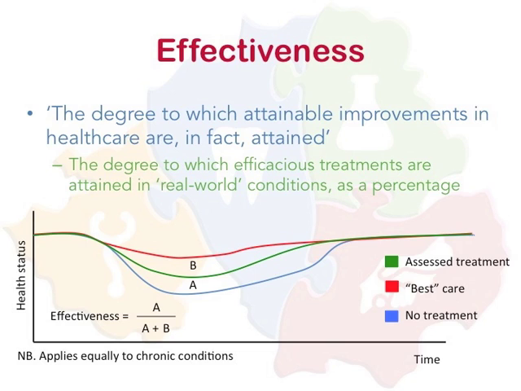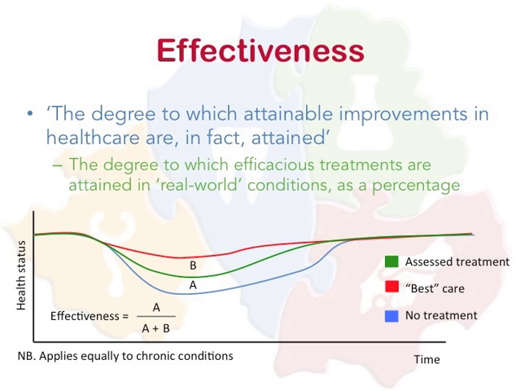So the next area is effectiveness, which is the degree to which attainable improvements in healthcare are, in fact, attained. So this is the degree to which efficacious treatments, which we've just mentioned, are the best quality treatment based on science and technology under perfect circumstances. Effectiveness is the extent to which they're achieved in real-world conditions as a percentage.